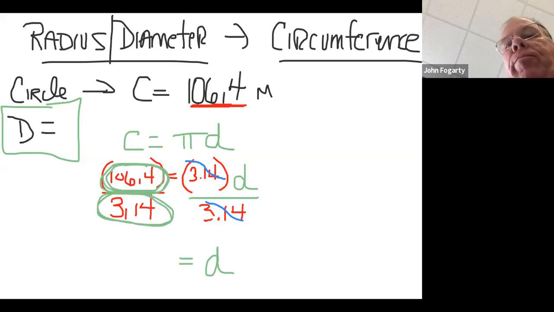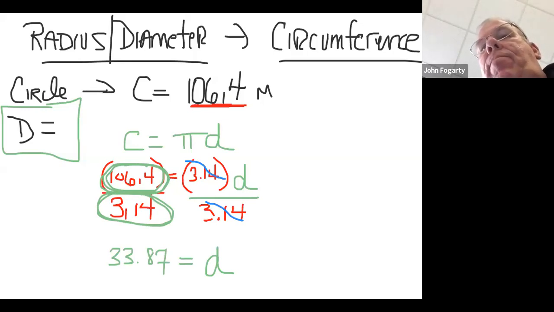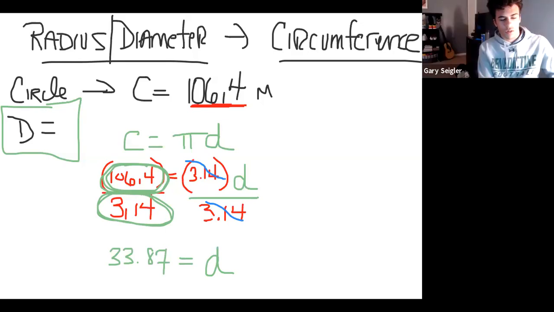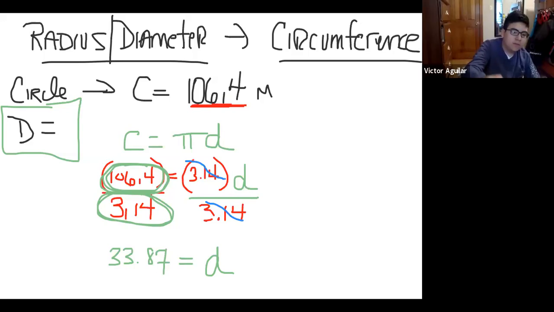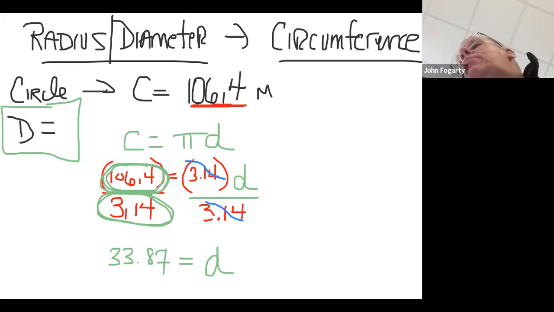About... what do you get? 33.87. Yeah, 33.87. All right, so it's the same formula. It's just that the given is a different number. Does that make sense to you guys? Yes. All righty. So far, so good.